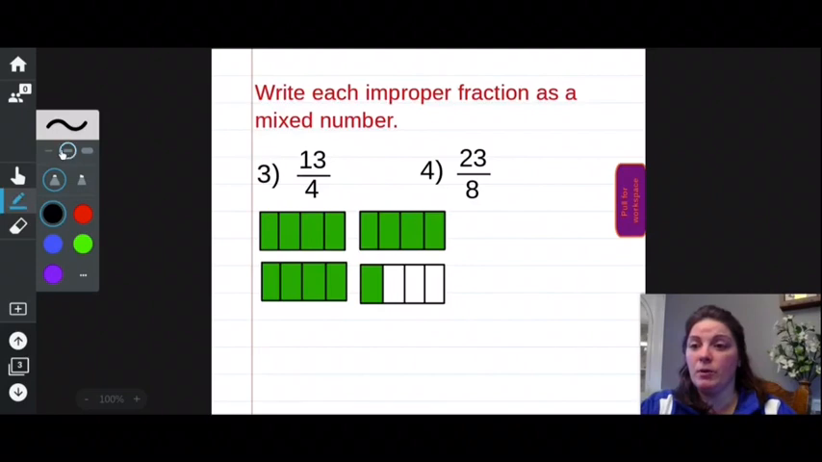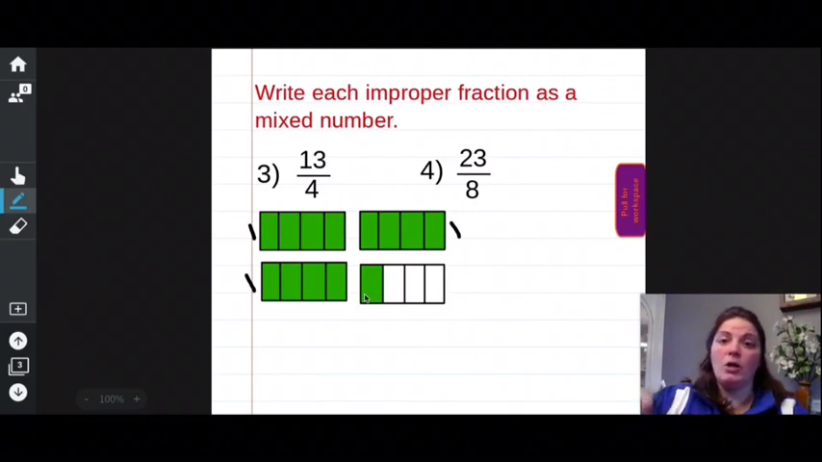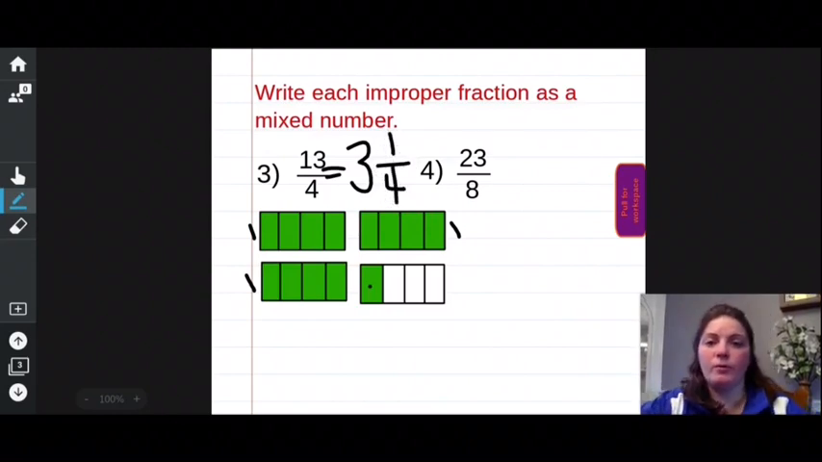To write this as a mixed number, I need to count all my wholes. I have 1 whole, another whole, a third whole, and then I have some leftover parts. So as a mixed number, I would write this as 3 wholes, and then I have 1/4 left over. So 13/4 is the same thing as 3 1/4. And you could also check this using that circling method that we just did. So you could take your denominator 4 times your whole number 3.